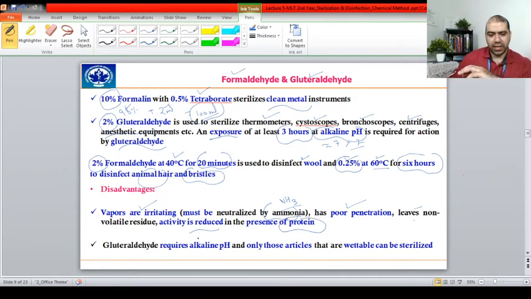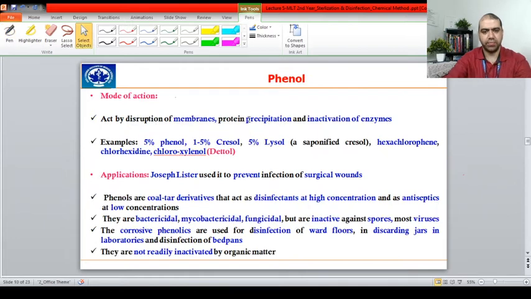Glutaraldehyde also requires alkaline pH. If the pH is acidic, around 2 or less than 2, then in these conditions it cannot work. Also, only those articles can be sterilized which are wettable. Those which cannot be wetted cannot be sterilized. It means, for example, those which are hydrophobic in nature. They cannot absorb this, so sterilization will not be achieved.